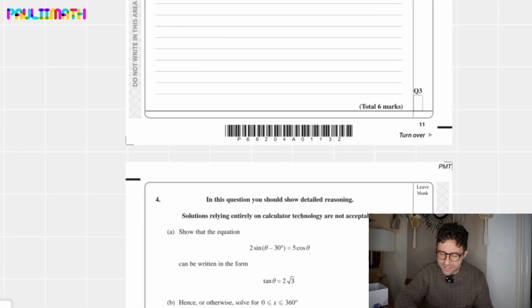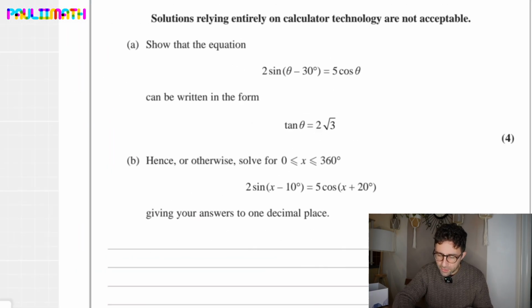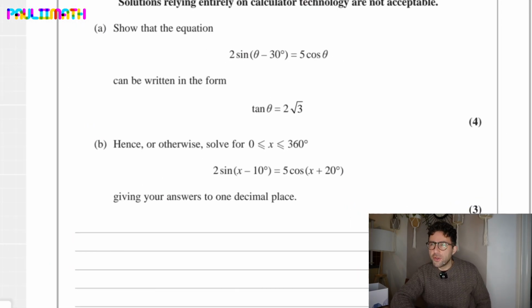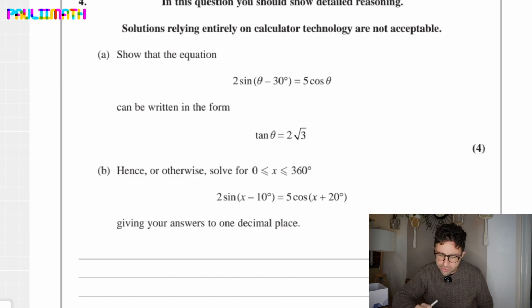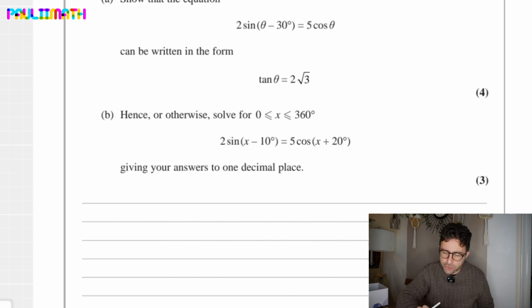Why am I singing today? I'm not really sure. Got up on the right side of bed, ready for some trigonometric solving. Show that old chestnut equals that old chestnut. All right.